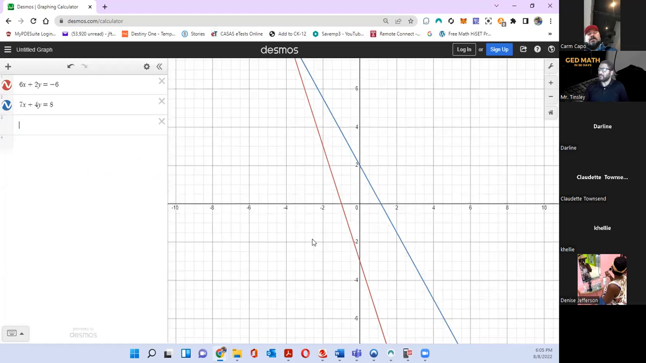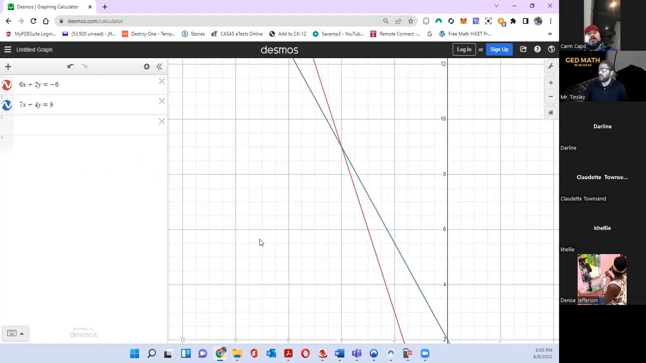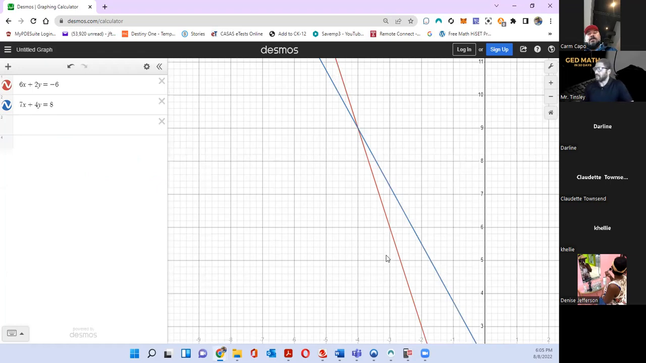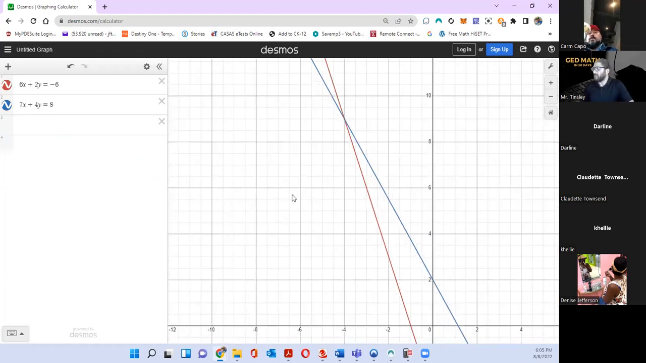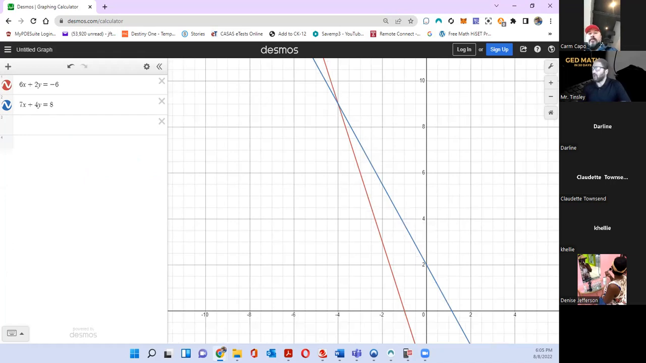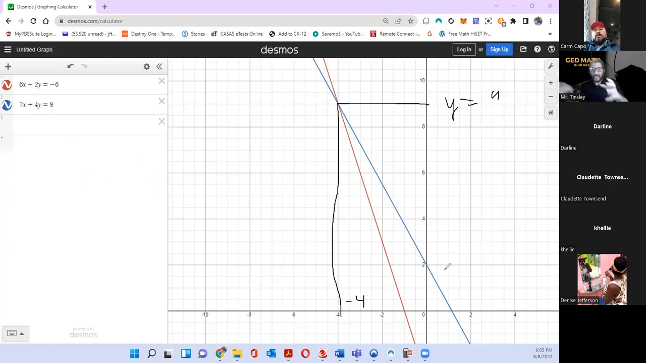I'm going to show you something. Where do the two lines cross? There we go. Where do the two lines cross? So, y is 9. x is negative 4. So if they give you the graphs, it's easy to solve a system of equations, just where the two lines cross. Okay? Any other questions this week?